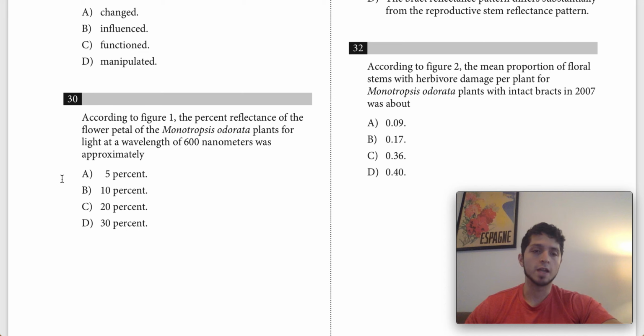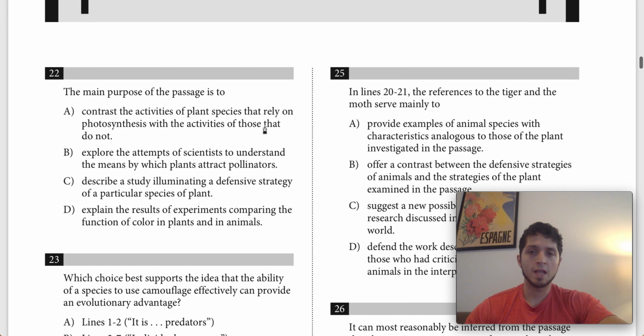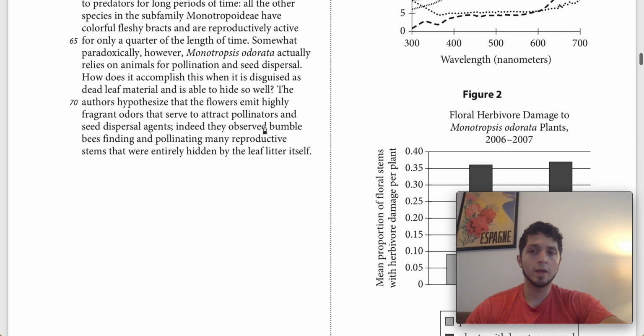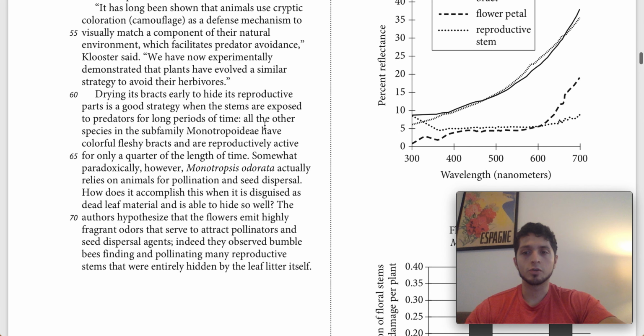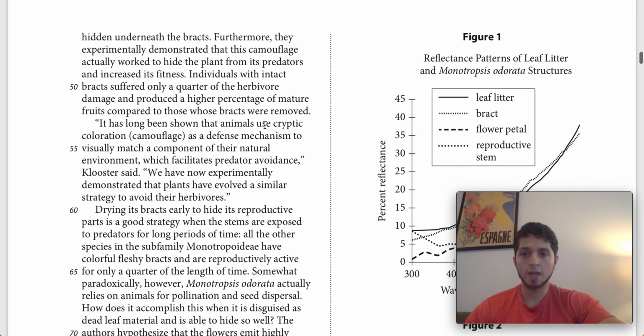from April 2019. Question 30 says, according to figure 1, the percent reflectance of the flower petal of the Monotropsis odorata plant from light at the wavelength of 600 nanometers was approximately something. So the first thing I do when I'm looking at a figure question is go back to the figure and make sense of what's going on. What's being measured within it, what are some of the general trends, and that will help me make sense of what the question is asking.